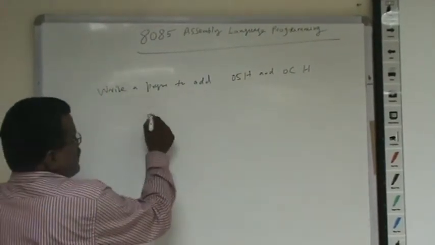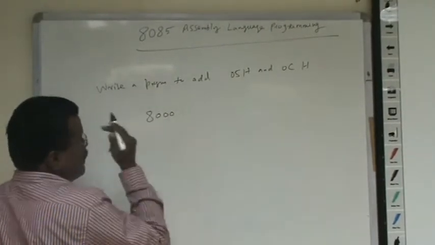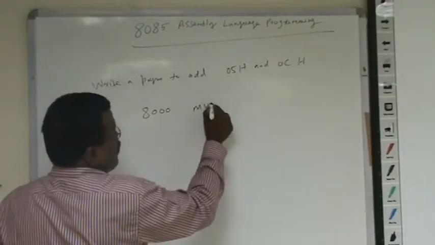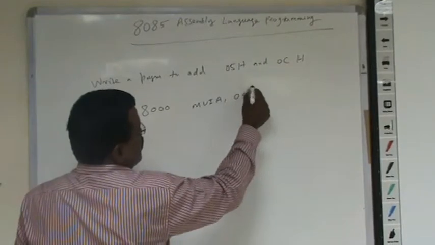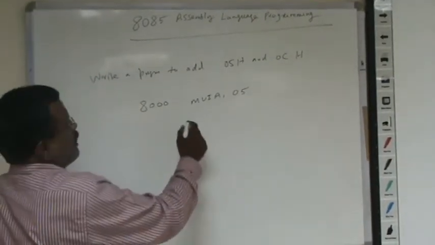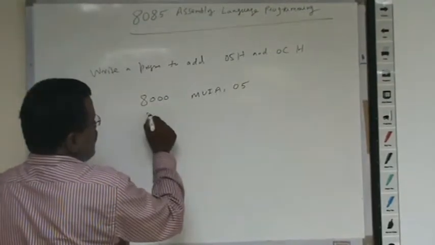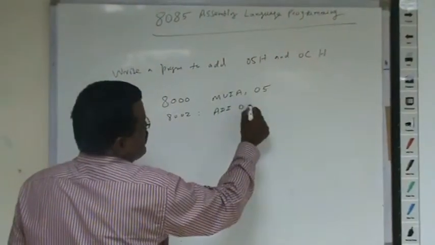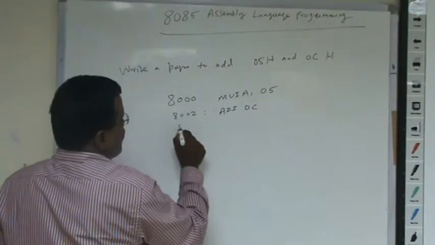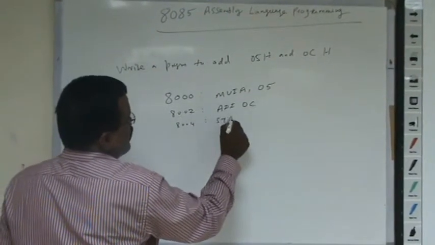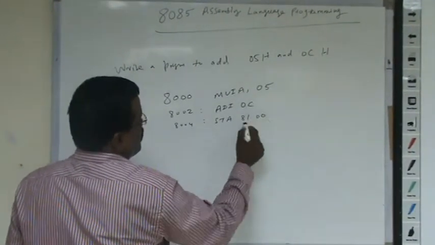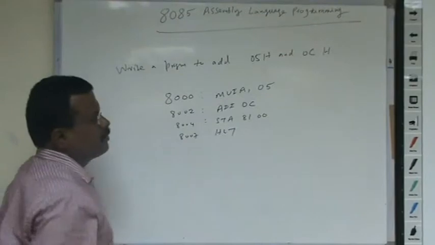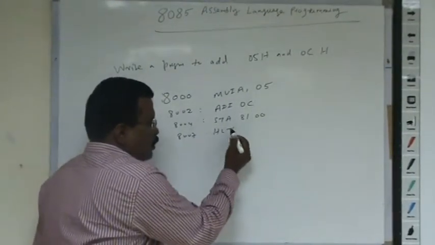Suppose the program starting address is 8000, and we know what the two numbers to be added are. I can move one number using move immediate A, 05, into the accumulator. So this is 8000, 8001, here 8002. I can put add immediate with the second data 0C, 2, 3, then 8004. I can store the result at the memory location 8100, 456, and 8007 is halt. So this is a very simple program to add two 8-bit numbers.